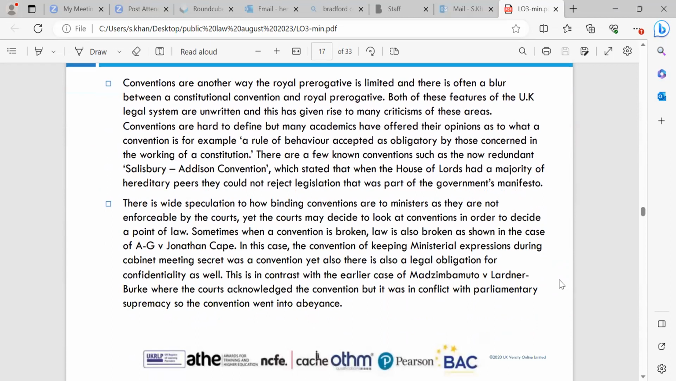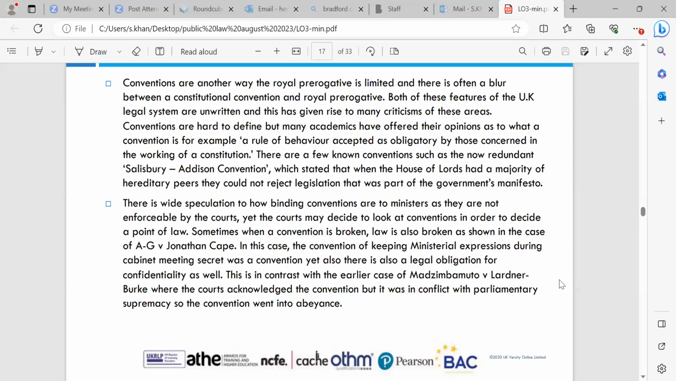Conventions are another way the royal prerogative is limited, and there is often a blur between constitutional convention and royal prerogative. Both of these features of the UK legal system are unwritten, which has given rise to many criticisms of these areas. Conventions are hard to define, but many academics have offered their opinions as to what a convention is, for example, a rule of behaviour accepted as obligatory by those concerned in the working of the Constitution.